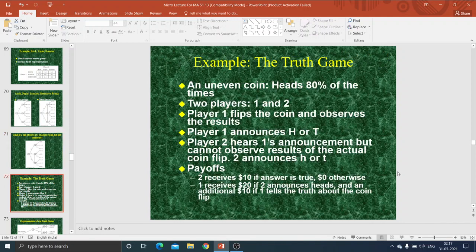Now let's move to the truth game. An uneven coin lands heads 80% of the time. Player 1 flips the coin and observes the result. Player 1 announces heads or tails. Player 2 hears player 1's announcement but cannot observe the result of the actual coin flip. Player 2 announces heads or tails. The payoff is that player 2 receives $10 if the answer is true and 0 otherwise, and player 1 receives $20 if player 2 announces heads, and an additional $10 if player 1 tells the truth about the coin flip.